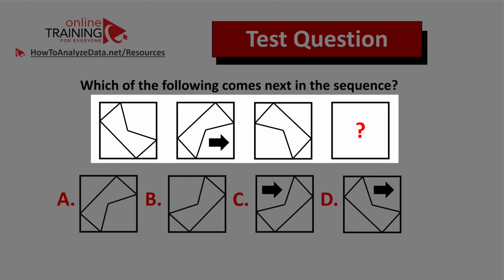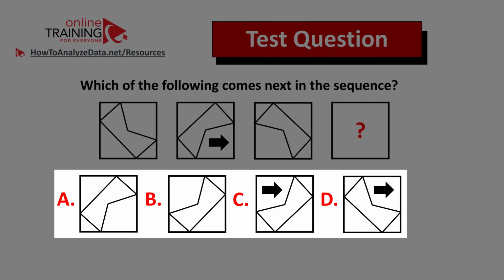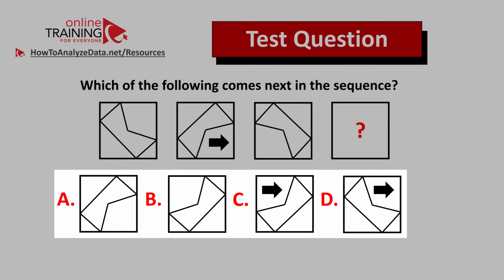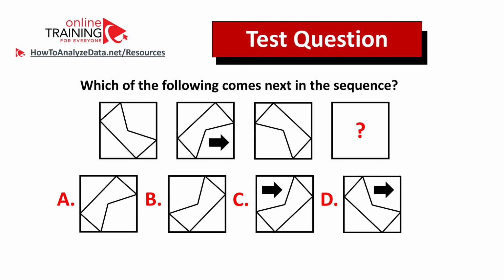You're presented with 4 different squares, and each square has another figure inside. And there are 4 possible choices: A, B, C, and D. Now might be a good time to pause this video and give yourself 10 to 15 seconds to see if you can come up with the solution. One tip for you: always look for patterns.